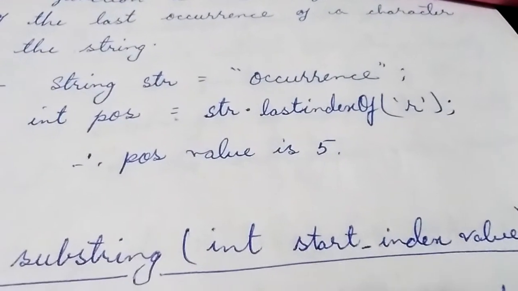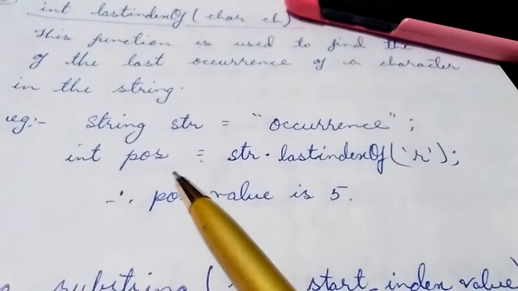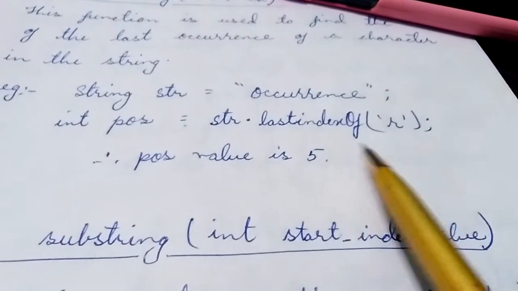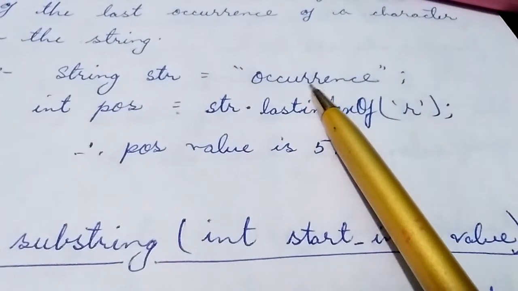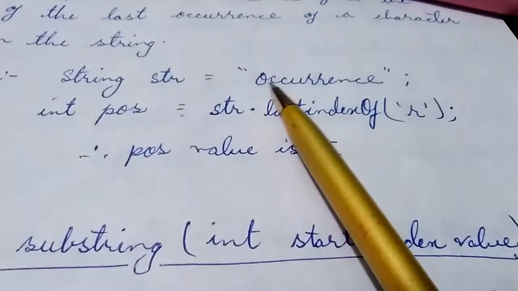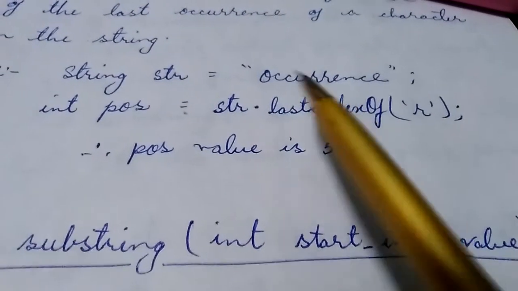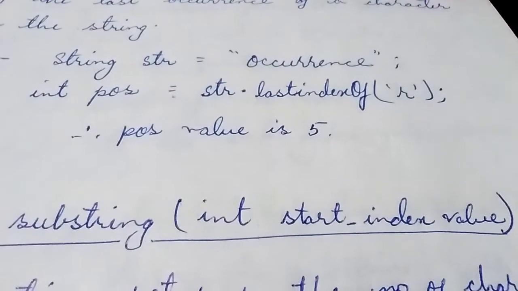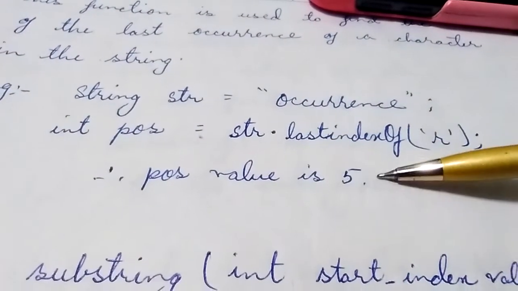Let us see the example. String str equals to occurrence, where int pos equals to str.lastIndexOf r. Now, last time where the r has occurred. There are two occurrences of the r. Let us see 0, 1, 2, 3, 4, 5. So the last time where the r is present is at the index location 5. So pos will have the value of 5.